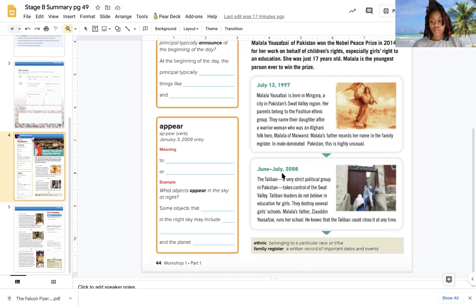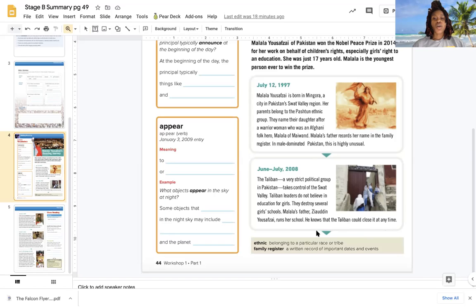The Taliban, Taliban. Mm-hmm. a very strict political group in Pakistan, takes control of the Swat Valley. Taliban leaders do not believe in education for girls. They destroy several girls' schools. Malala's father, I don't know how to say that. You could just say Malala's father runs her school. Runs her school. He knows that the Taliban. Taliban my pages could close it at any time.